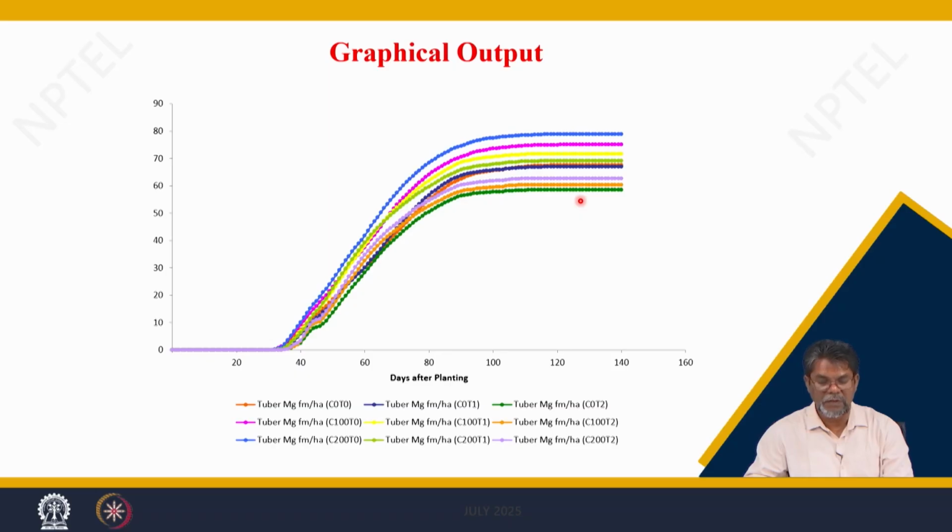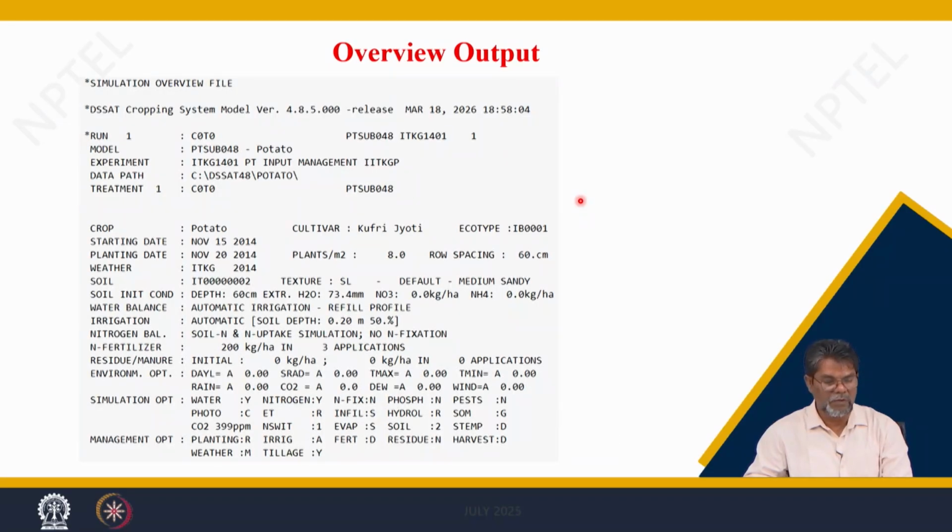What you can do when you go for interpretations: the overview output file will show you, when you run the model, the overview output for the different treatments. For C0 T0 it shows the temperature modification, nothing is given here as add 0 means ambient conditions, no change in the current environmental parameters. Accordingly, these are the potato models, and you can find the information you have entered in this model.